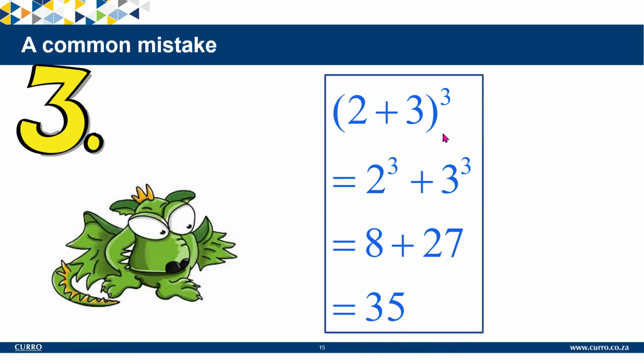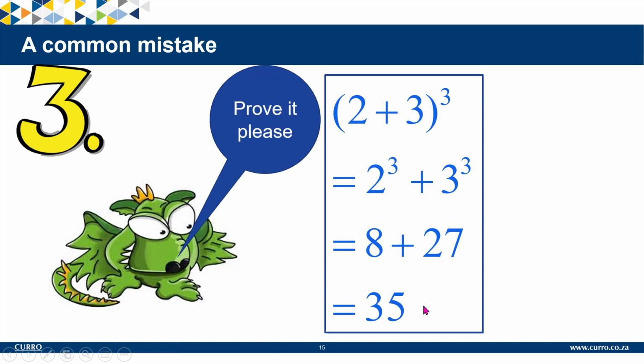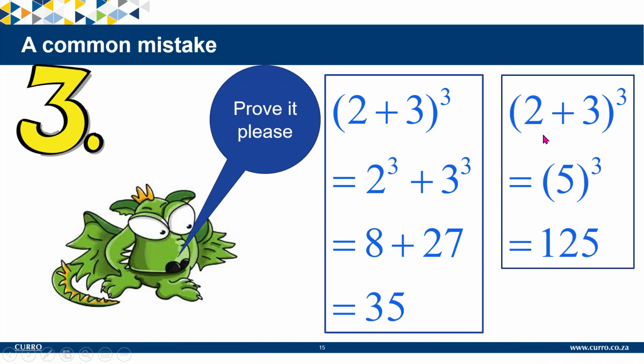Oh, I knew I'd have to prove it again. Okay, I will. Let's just use easy numbers. So if we've got 2 plus 3 in brackets cubed, and if we cube each term separately, we will get 35. But if we first follow order of operations, when we calculate the bracket, we will get 5. And 5 cubed is 125. And the 2 answers are not the same. So one of them is wrong.